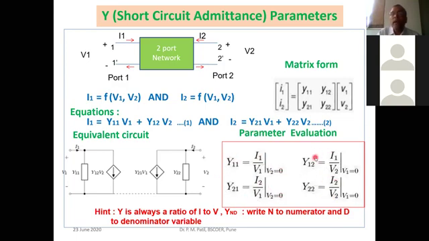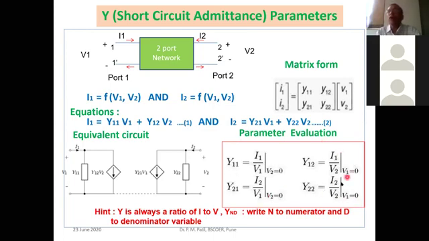Similarly, these two values you can calculate by substituting the value of V1 as 0. In equation 1, if we substitute V1 as 0, this term will vanish and you will get I1 is equal to Y12 V2. That's why Y12 is equal to I1 by V2, so I1 by V2 at V1 equal to 0. And from equation 2, if you substitute V1 as 0, this term will vanish. So I2 will be equal to Y22 V2. From this, Y22 equal to I2 upon V2, at V1 equal to 0.